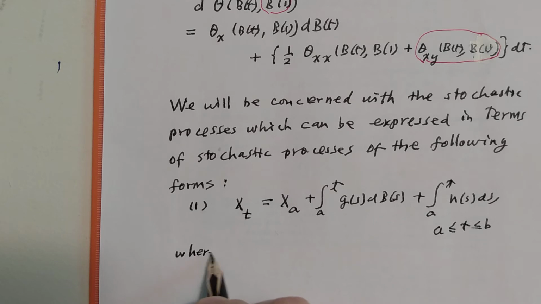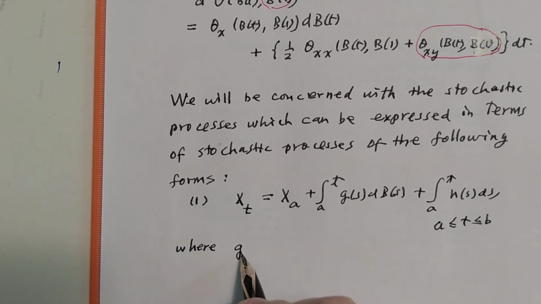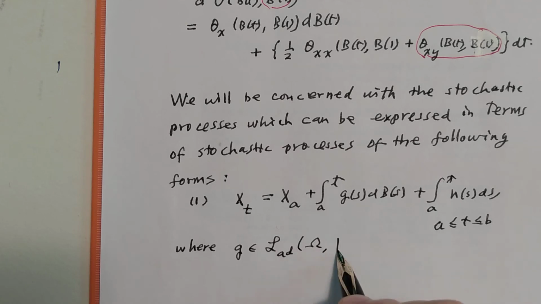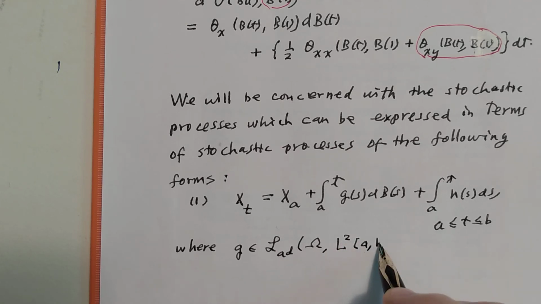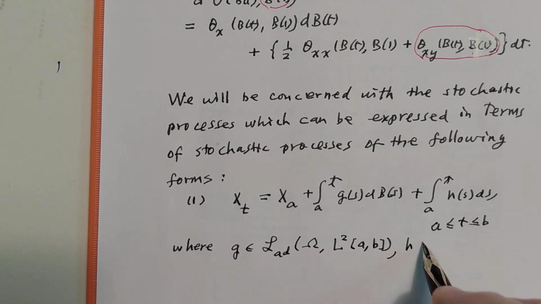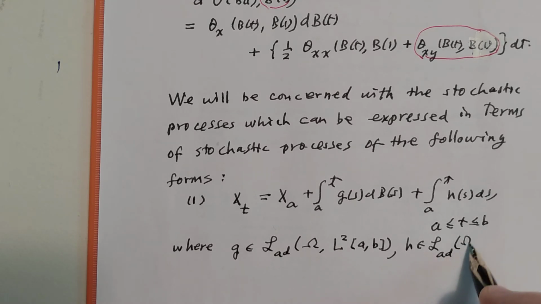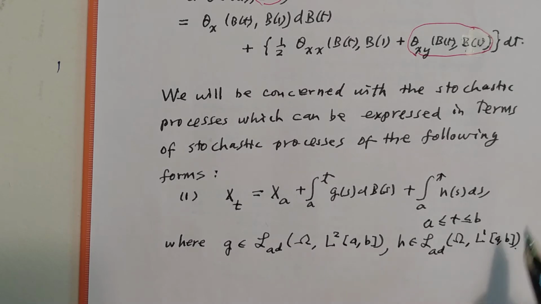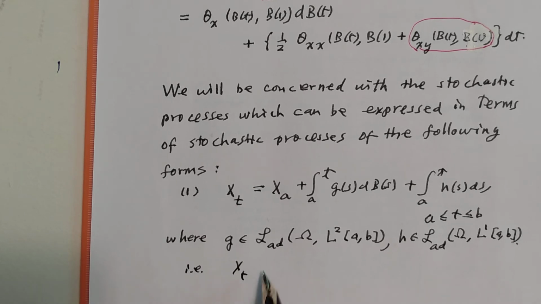And here g belongs to L_ad^2, adapted stochastic processes from Omega to L2 of [a,b], and h belongs to L_ad, adapted stochastic processes from Omega to L1 of [a,b]. Namely, X_t is an Ito process.